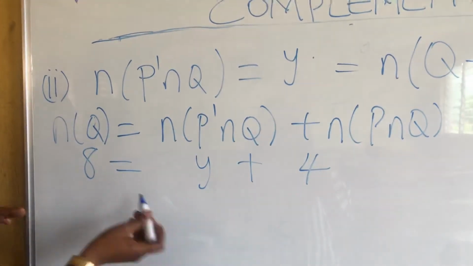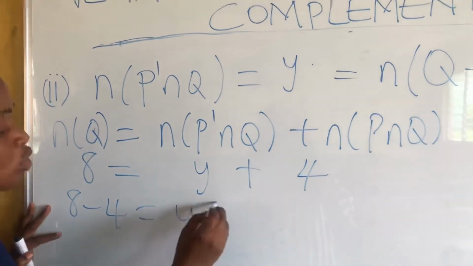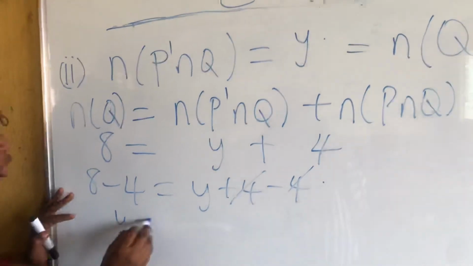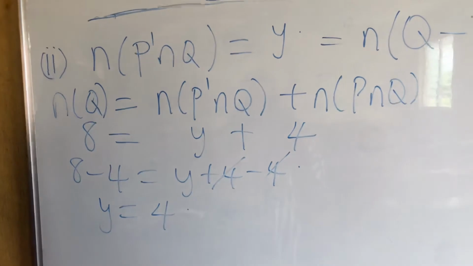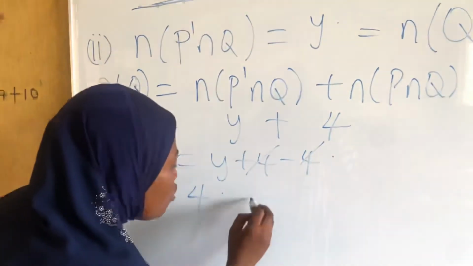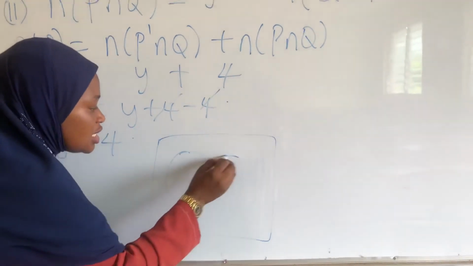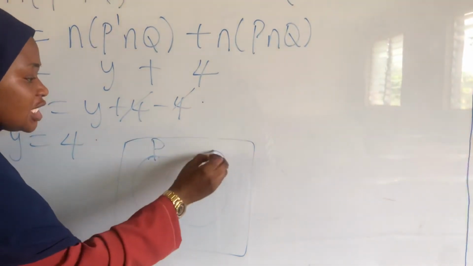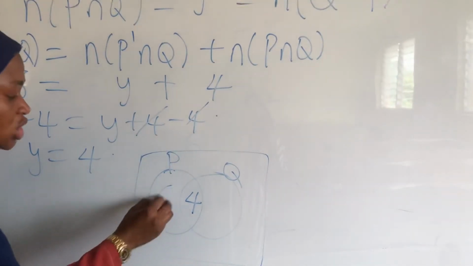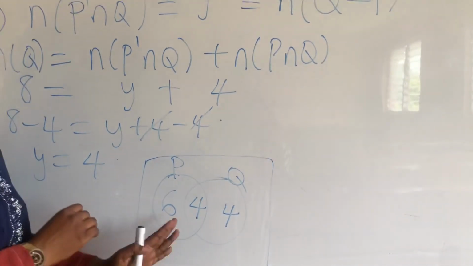So for us to find Y, we have to subtract 4 from both sides. So 8 minus 4 is equal to Y plus 4 minus 4. This one cancels, so we have Y equal to 4. And that is how to find the relative complements and their Venn diagram. So if you want to draw the Venn diagram back now, we can say that this part is P and this part is Q. Here is their intersection, this is for P only, which we got 6 for, and here is for Q only, which we got 4 for. So that is that about that.